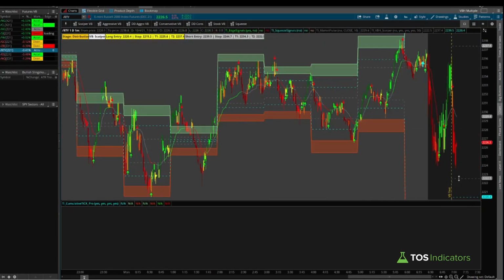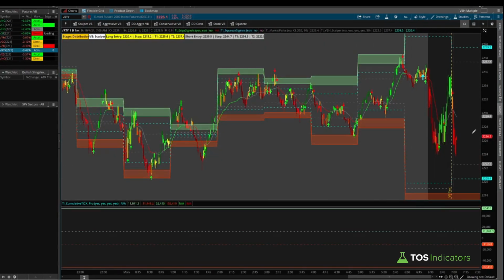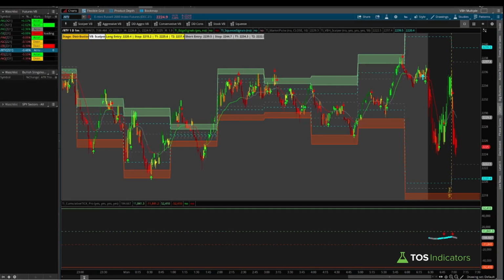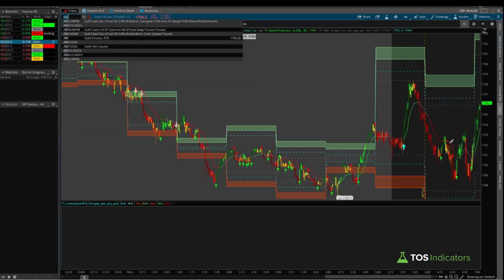So inside of the Russell, you'll see we're just chopping around inside of the scalper model. So the scalper is still the one being respected. So far we have the Russell on the scalper, the Dow on the scalper, the S&P we need to come back and check on, but so far was respecting the scalper. Now let's move on to gold and silver, which have the scalpers, and then we'll go through the final four markets. So next we have gold here.